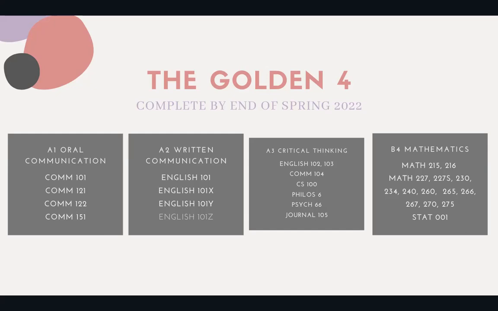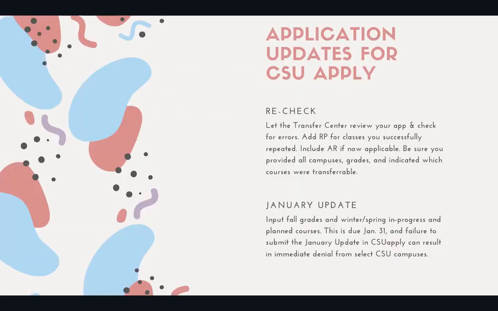And then for math, for the transfer math, you need to choose a transfer math to get a C or better in. Most commonly, my students take Math 227 or 227S if they're, for example, a psych, sociology, history major. My students who are liberal studies majors to be teachers, they normally do Math 215. And my STEM students mostly do calculus. So you have plenty of transfer level math if you're a STEM student. So all of these categories, you need at least one class with a grade of C or better by end of spring 2022.